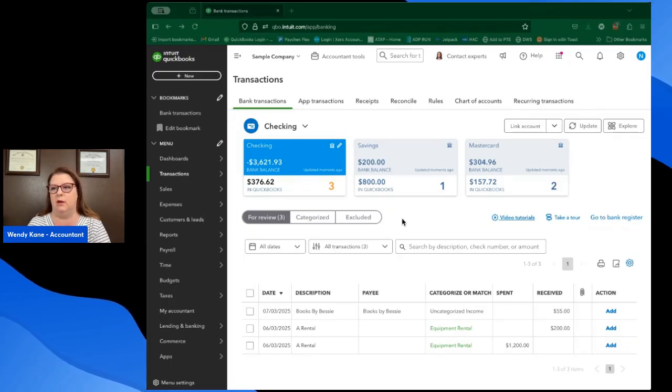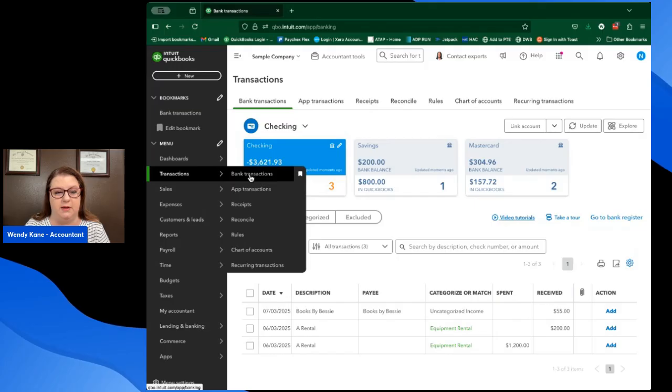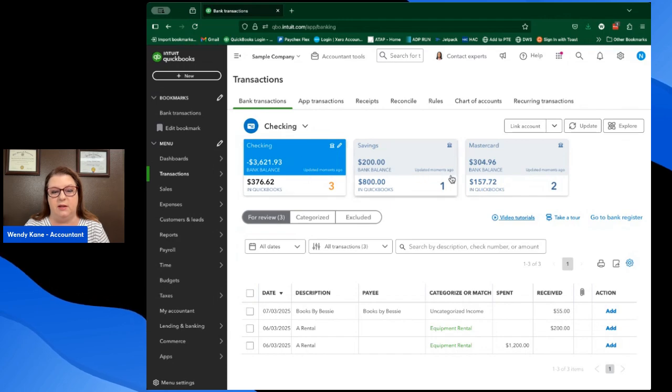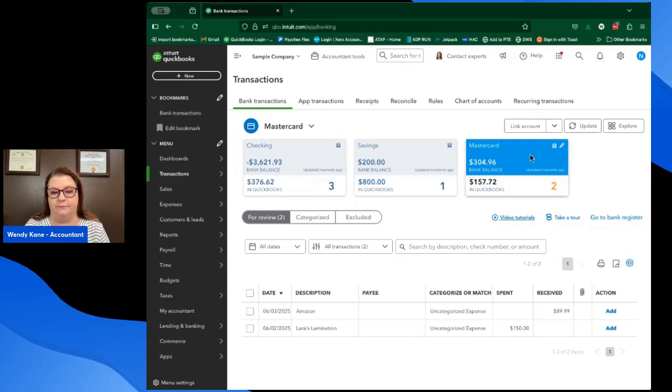Okay, so if you use QuickBooks on your own, this screen should be really familiar to you. You can get it by going over here to transactions and then bank transactions, and that shows up across here. And this shows how many bank and credit card accounts you have connected to QuickBooks. This company has one checking account, one savings account, and one credit card.